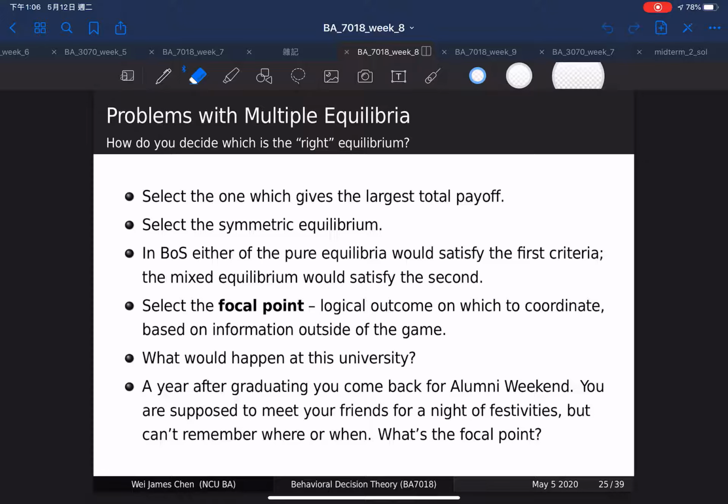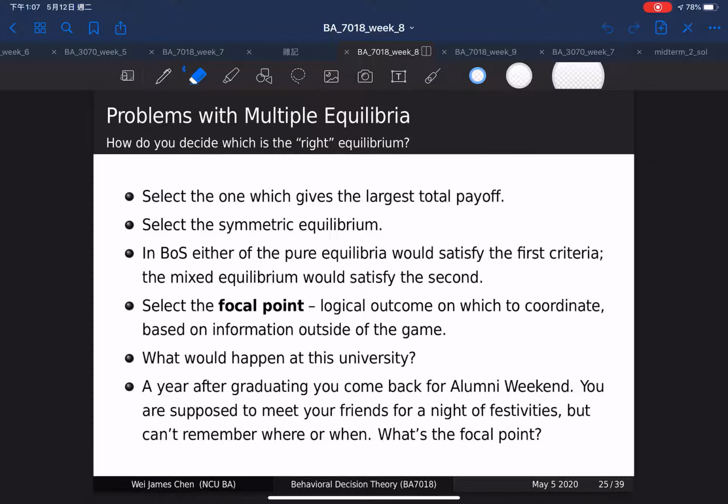And so in this case, there are multiple equilibria. Every meeting point where everybody chooses the same meeting point is an equilibrium, and also randomly choosing one of the meeting points while the other person also randomly chooses one is also an equilibrium. Okay, but it's really hard to decide which one is the best in that case. There's no focal point.